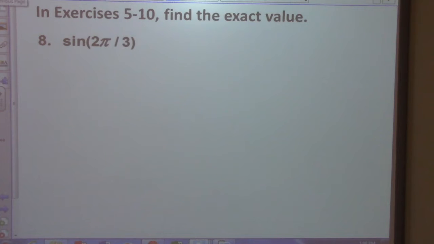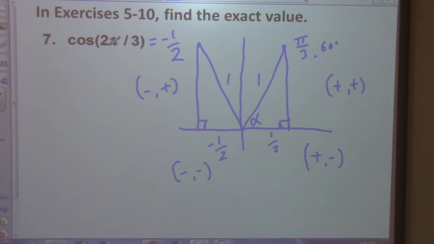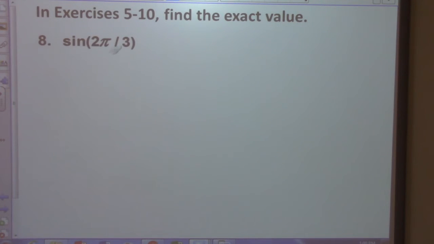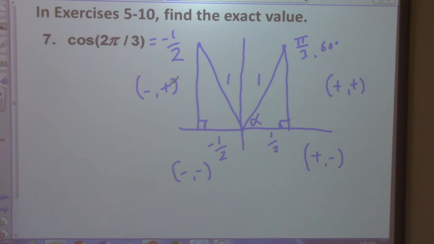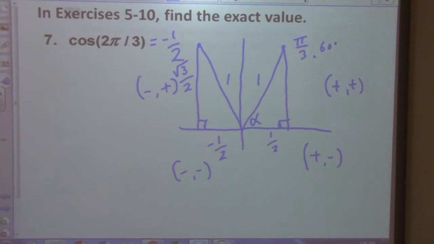Now we have sine of the same angle. So let's go back to this drawing here. What's our sine going to be over here? First of all, is sine going to be positive or negative here for this one? Sine will be positive, right? But cosine is negative. And so here we have square root of 3 over 2. So what is our answer going to be here? Square root of 3 over 2.